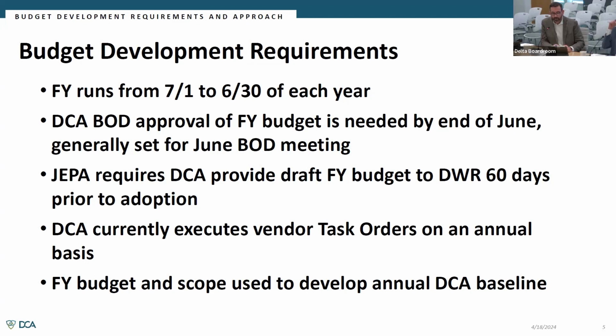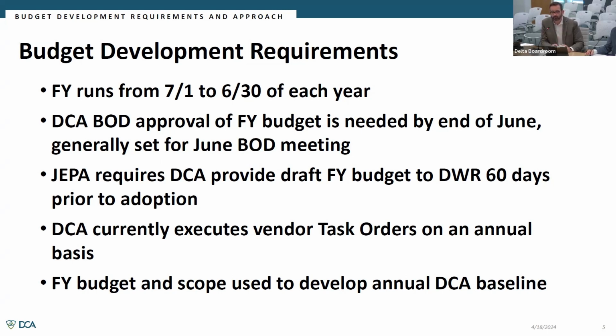The DCA currently operates under a task order system that is on an annual basis. So we do not extend task orders, and I'll talk about that a little bit more on the next slide. And then we do use our fiscal year budget and scope to develop the annual baseline, which is that schedule that we include in the monthly report at the very end, that sequence of activities that we talk about at the end. But more importantly, it feeds the baseline that's in the middle of that monthly report, which is that cash flow plan versus actual report. That comes directly from the budget development work that we do in terms of scope and distributing those activities and using that to develop the baseline.